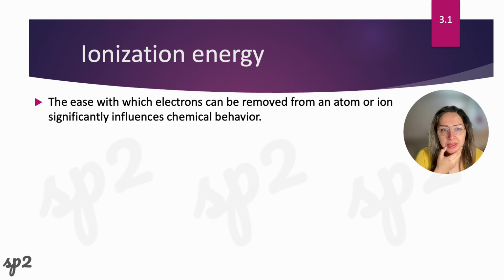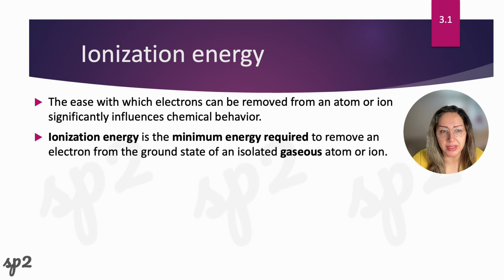Okay, so starting with the definition of ionization energy. Think about how easy we can remove an electron from an atom or maybe an ion, and that can help us to understand the reactivity or even the chemical behavior of our species, right? So the ionization energy is the minimum amount of energy that is needed to remove an electron from the ground state of an ion or an atom, and it has to be always in the gas phase. So it must be a gaseous species.